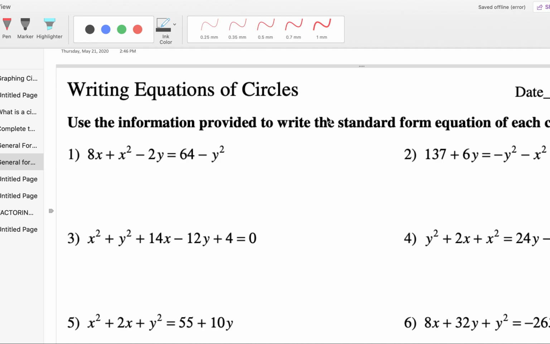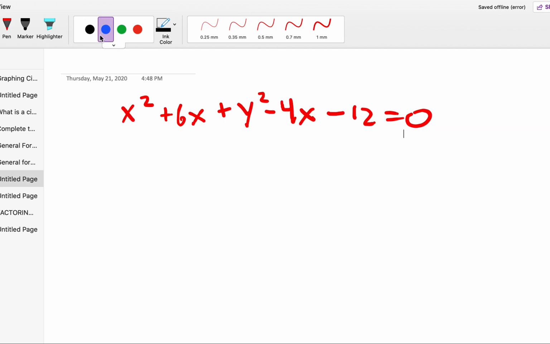Equations of circles and how to convert them from the general form, which is sort of out of order, to the standard form. One way we do that is we have to understand how to complete the square, and there's a video I made for that you can check out. Let's take an example and talk about one of the things we need to do.